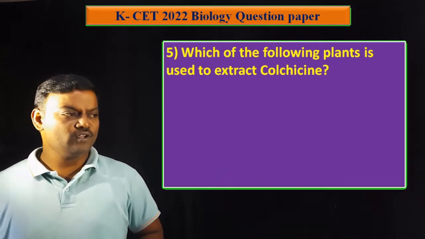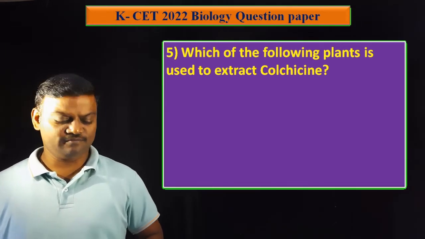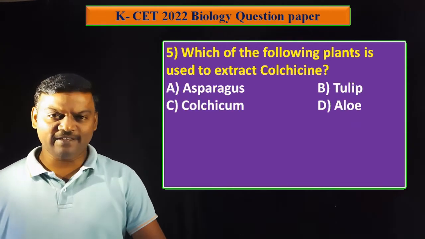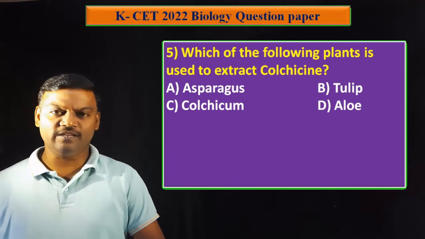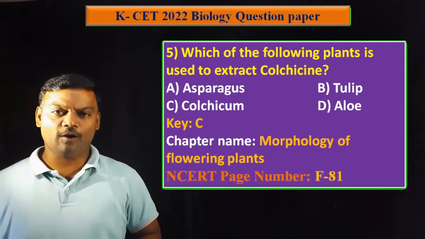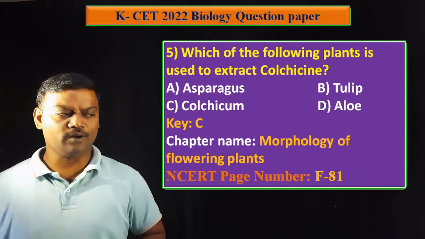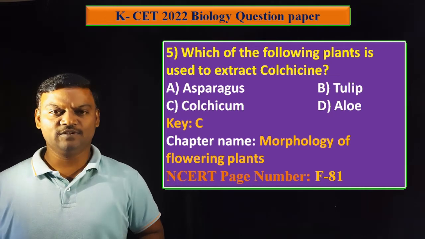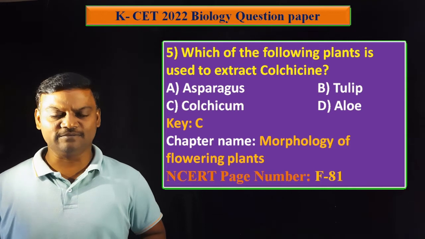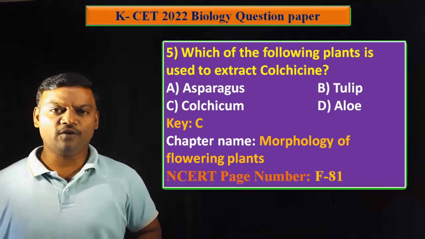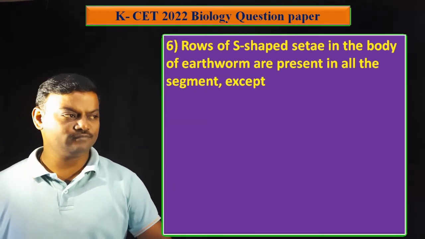Question number 5. Which of the following plants is used to extract colchicine? Option A, asparagus; option B, tulip; option C, capsicum; option D, aloe. The correct answer is option C. Colchicine is a chemical obtained from the capsicum plant, and it is used for doubling of chromosome number. It is a question from Morphology of Flowering Plants, NCERT page number 81.